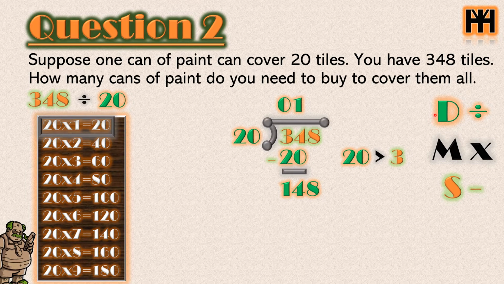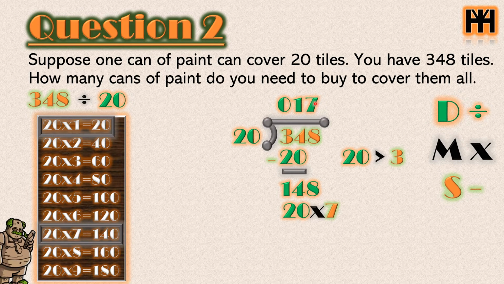We will go again to the divide, or we will ask ourselves, how many 20s are in the 148? Let's see here. It's 7, because 20 times 7 is 140. If we go to 8, can't be, because 160 is greater than 148. So we will go with 7. So there are 7 20s there, so we'll write 7 here.